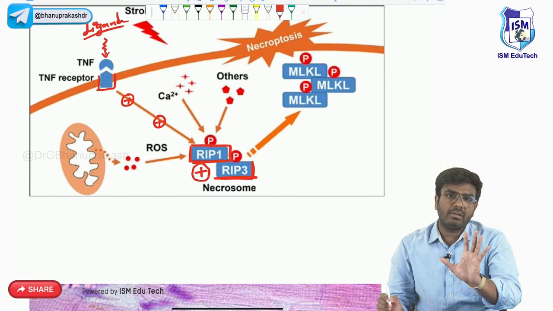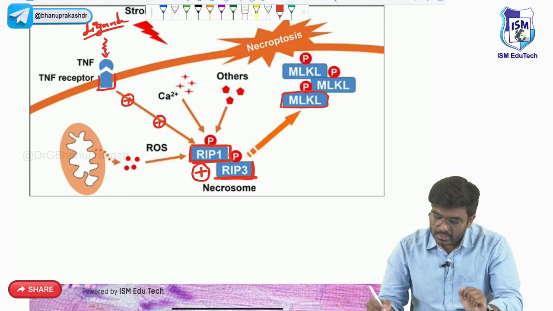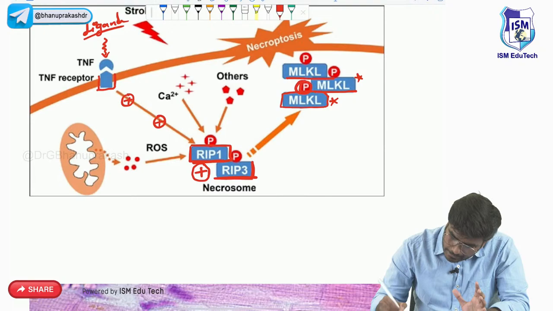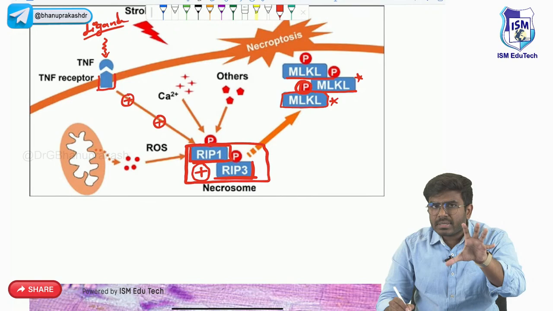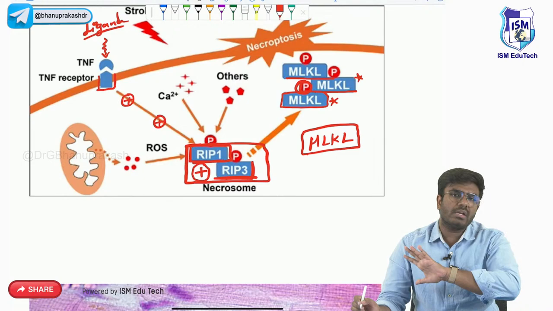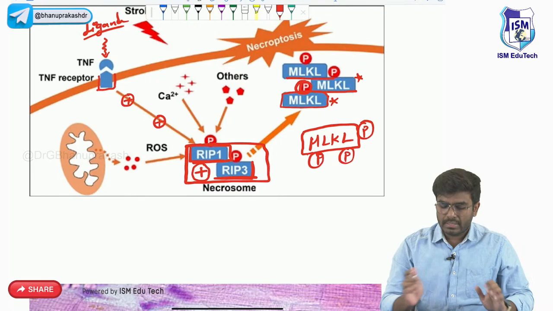Now, these RIP kinases are going to activate something called MLKL. I just remember it like milk, MLKL. All these are substances present inside the cell. Kinase means it will do phosphorylation. MLKL is inactive. You don't need to know what exactly MLKL is; no one will ask you that. RIP kinases will phosphorylate MLKL. Once MLKL is activated, it will go and destroy the cell membrane. It will destroy the cell.